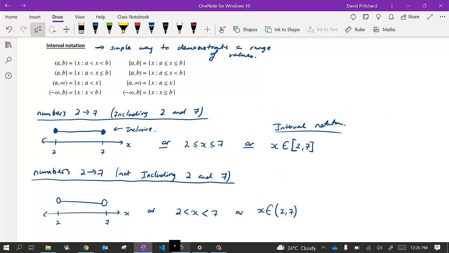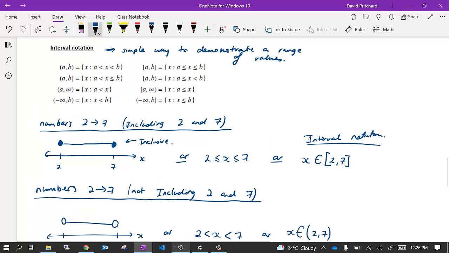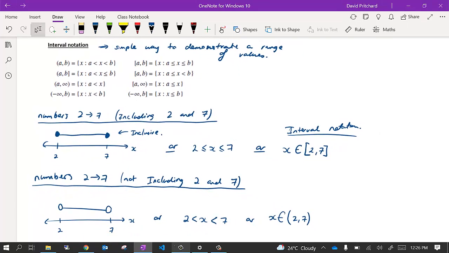The only thing that's left out is the number line representation, and we'll look at a couple of examples that include that. But you can see here, when we look at A, B with the circle brackets, then we're looking at A through to B, not inclusive because we've got the less than signs that don't include the equals. So x is between A and B, but not including A and B.